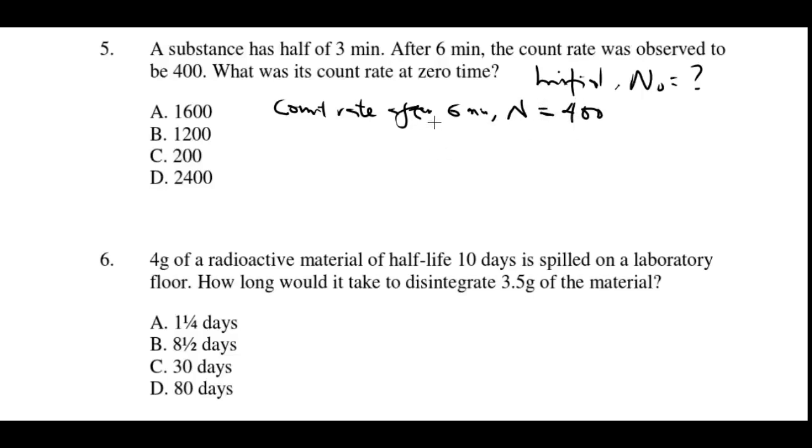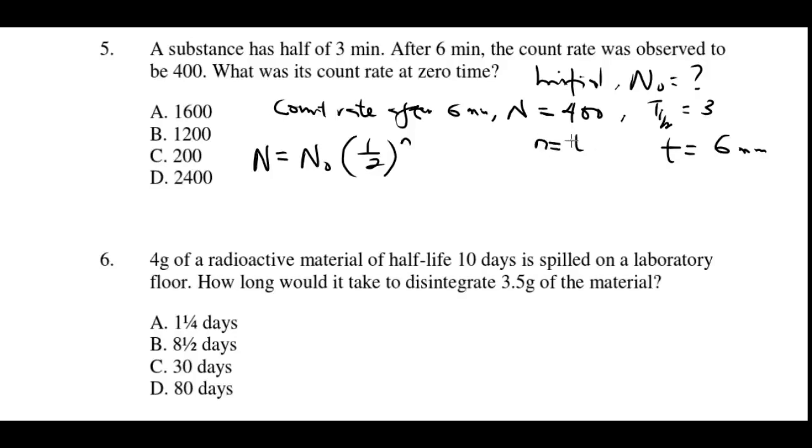All right. Then we are given the half-life of 3 minutes, and we are given the time elapsed of 6 minutes. So the formula remains N equals N naught multiplied by half to the power of n. Don't forget. So what will our small n be? That's the number of half-lives. It will be t over half-life. So that will be 6 over 3, and that is 2.